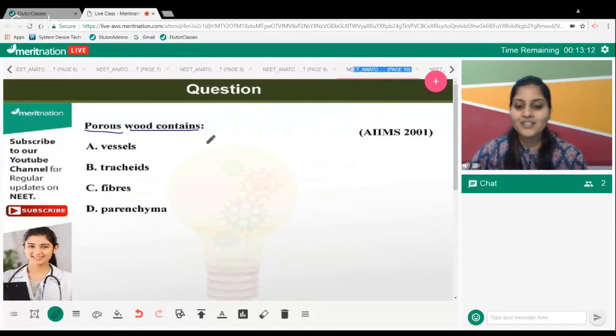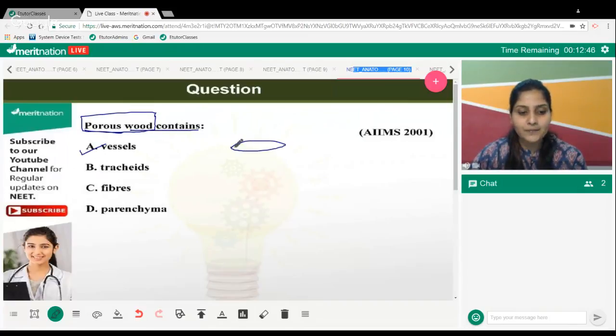Right now, this is again a very good conceptual question that came in AIIMS. Porous wood, the name implies that you have to talk about one particular feature, which is why it is getting the name porous. And vessels, for that matter, are what make the wood porous. Why? Because vessels have wide lumen.